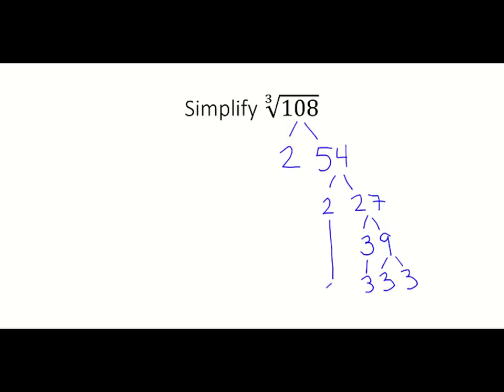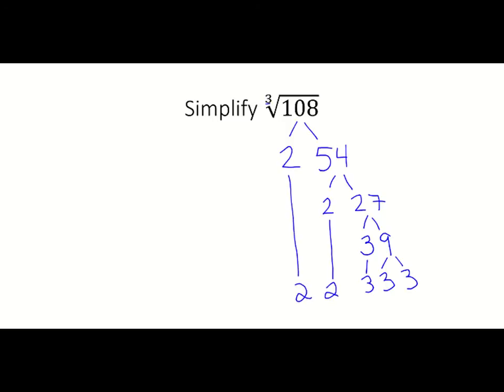Our next example, we're going to simplify the cube root of 108. So we're going to need to make a factor tree. 108 is 2 and 54. 54 is 2 and 27. 27 is 3 and 9. And 9 is 3 and 3. Let me bring down my other numbers just to make sure I didn't lose anything.